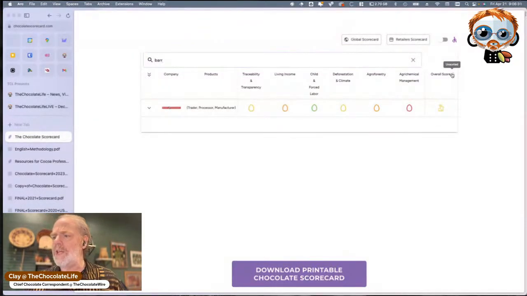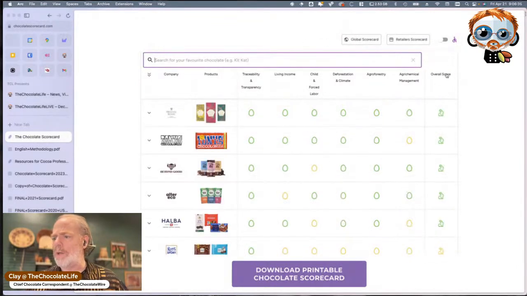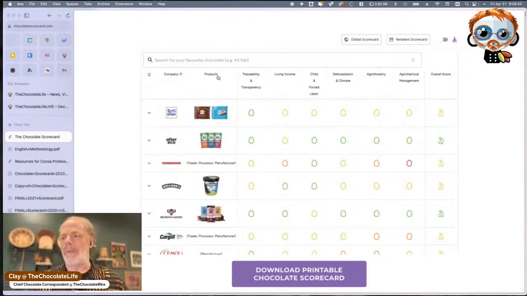Some of these columns are sortable. So you can look at the overall score from low to high or high to low. You can also sort alphabetically by product name.